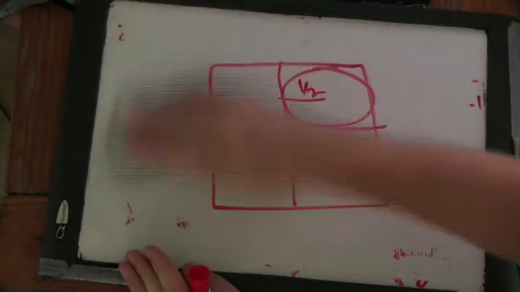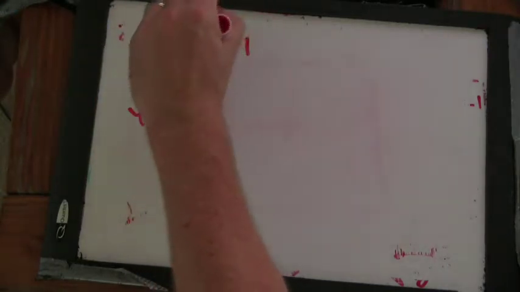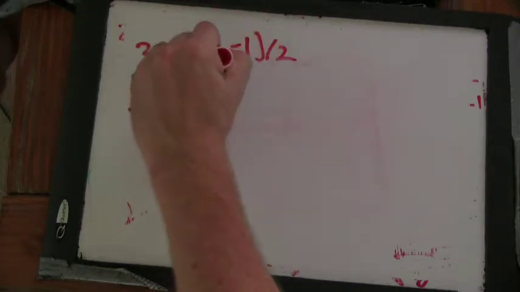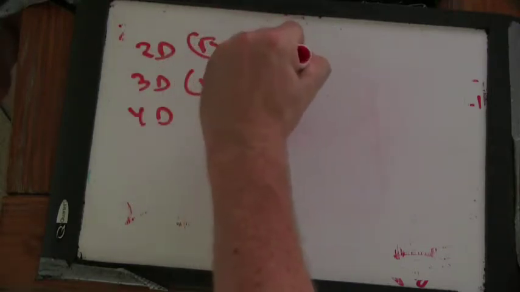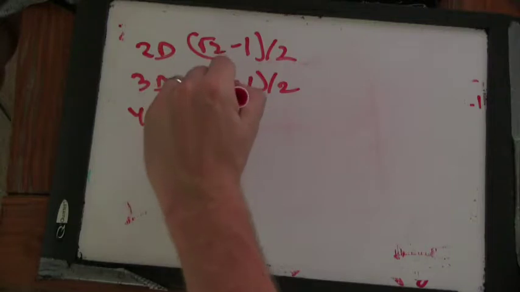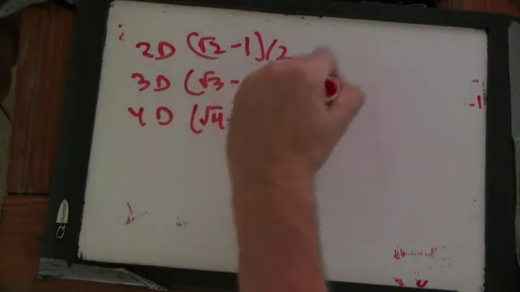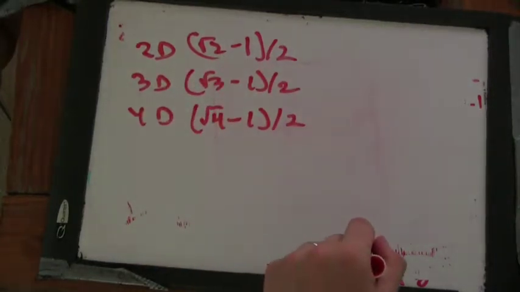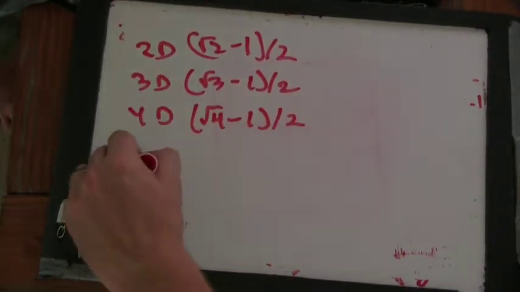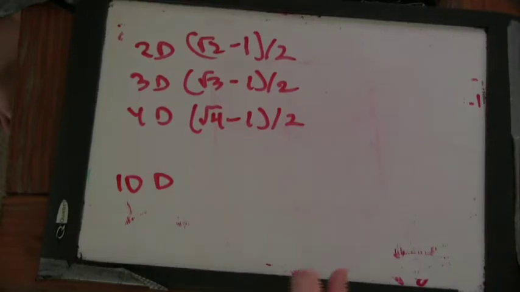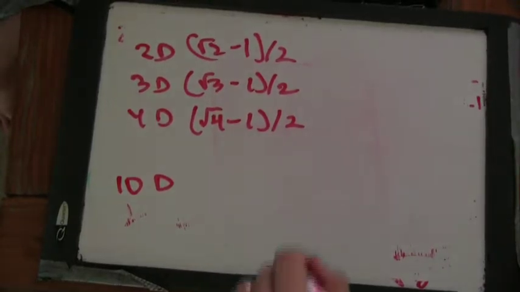Okay, so now, in 2 dimensions, you get root 2 minus 1 over 2 for the central sphere, root 3 minus 1 over 2 for the central sphere. 4 dimensions, root 4 minus 1 over 2 for the central sphere. So this is just going to keep growing. Okay, what do you think it is in dimension 10? What do you think the radius is? It's root 10 minus 1 over 2.